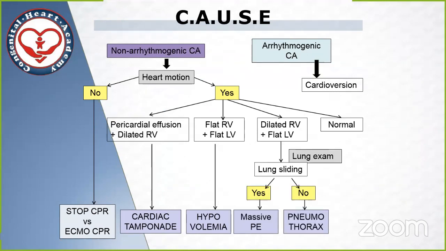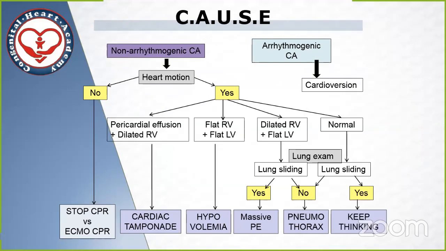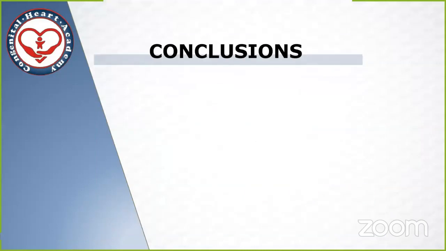If instead your right ventricle is very dilated and there is no flow going to the left ventricle, perform a lung exam, rule out pneumothorax. If there is no pneumothorax, you have to think about thrombus in the lungs. And if there's normal function, normal lung exam, you have to keep going, and keep thinking.